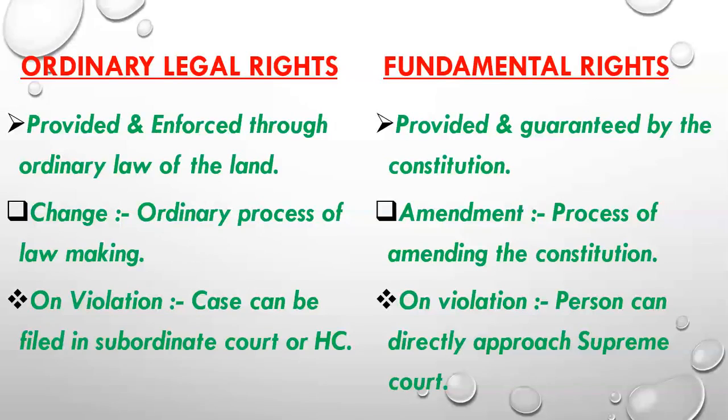Okay, it can easily be attained in parliament or in any state legislative assembly. If you want to change any ordinary legal right, then the ordinary process of lawmaking can change it. And what is the ordinary process of lawmaking? It means a simple majority. And what is a simple majority? Simple majority means more than 50% of the members present and voting. So this is simple majority.